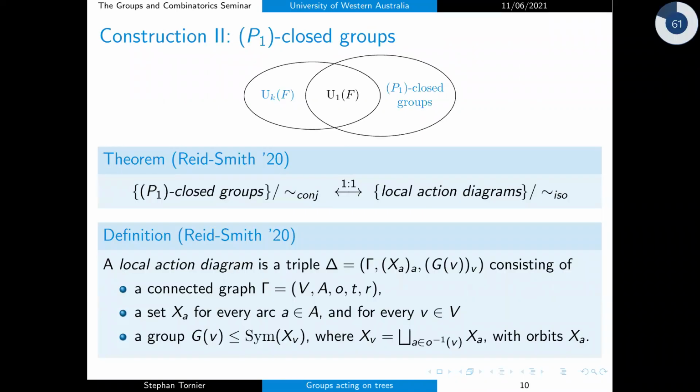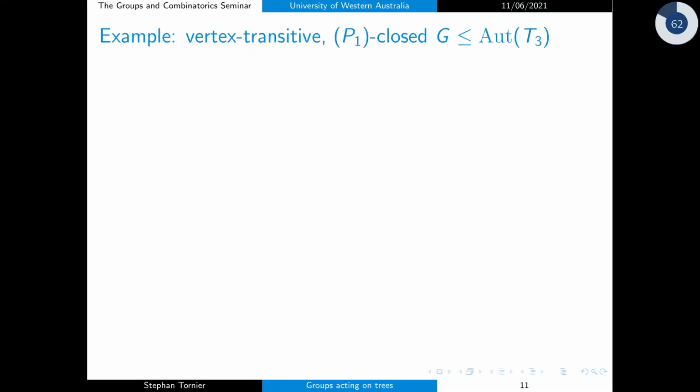Okay, so going back to this local action diagram definition, since the action is vertex-transitive, the graph is just going to have one vertex, right? There's one orbit of vertices, but there could be, well, up to at most 3 orbits of arcs. And there's going to be some permutation groups. So let's maybe start with this one vertex, and let's say the local action is the trivial group. Okay, so for example, color preserving automorphisms on the tree.